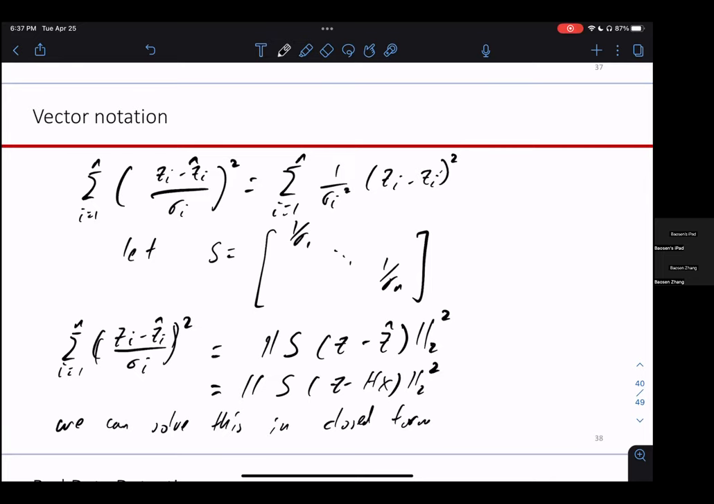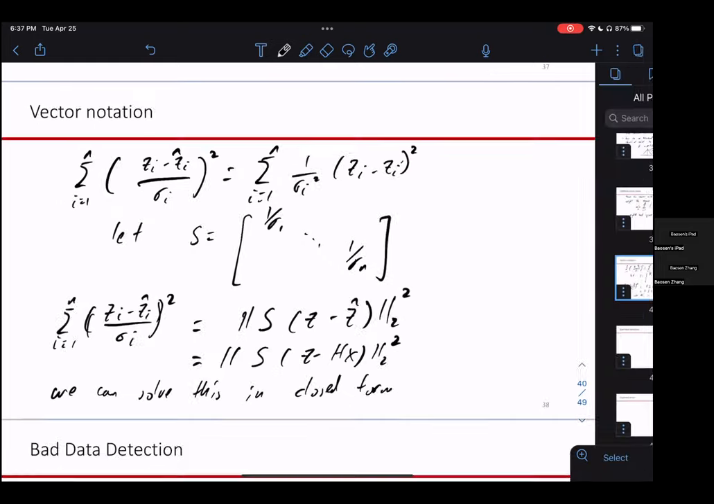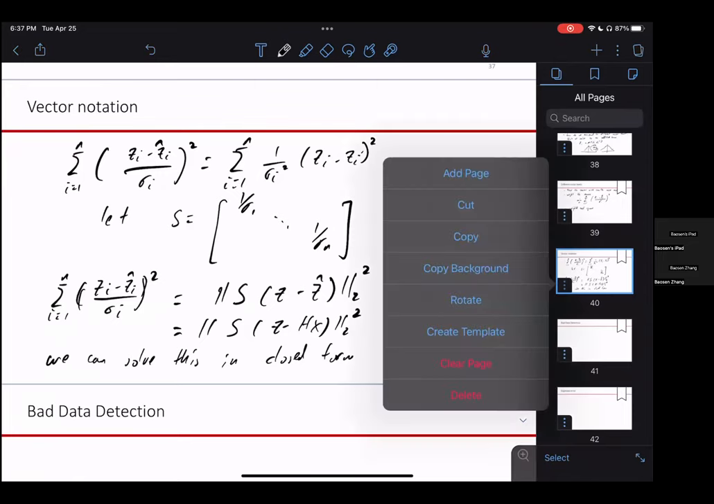Closed form means you can write down an equation directly giving you x. But from now on, we'll basically just use built-in functions, so we're not going to write down what this is.